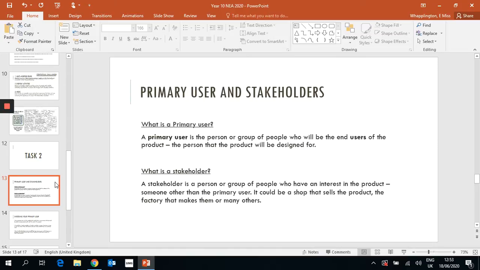A primary user, you might have heard about it lower in school, talked about as a target audience or a target user. A primary user is a person or group who will be the end users of the product. So basically, the person that the product is going to be designed for.